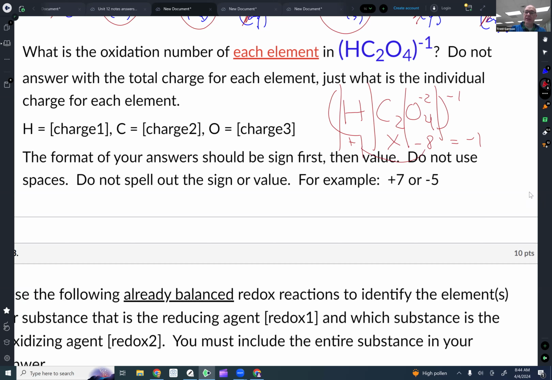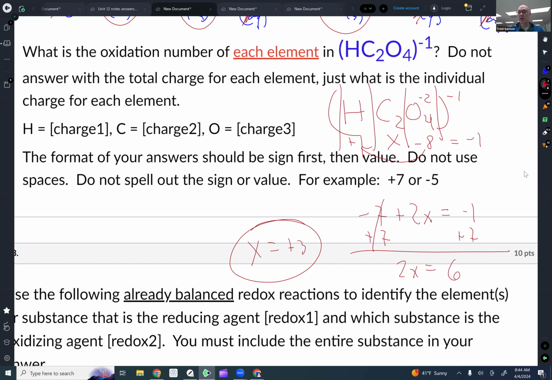So if I combine those 2 values together, I have a -7 plus 2x equals -1. So now what I can do is I can combine together like terms. And so I would end up those being canceled. So I have 2x is equal to 6. That means my x is equal to +3 for the carbon.